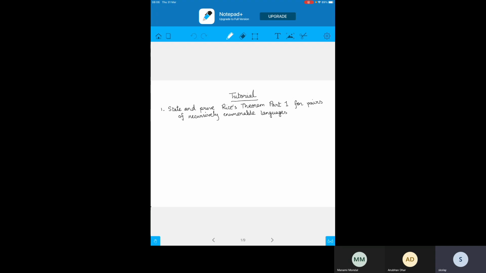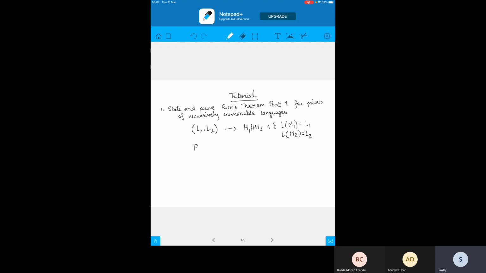What do you mean by properties of two recursively enumerable languages? Firstly, we need to ensure that. So let me write two recursively enumerable languages, L1, L2. This can also be written as M1 hash M2, such that L of M1 is equal to L1 and L of M2 is equal to L2.